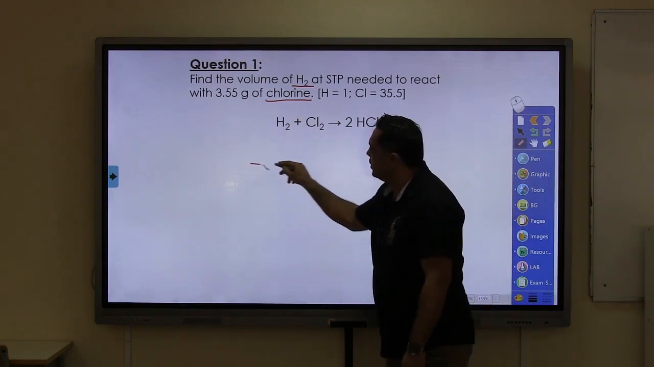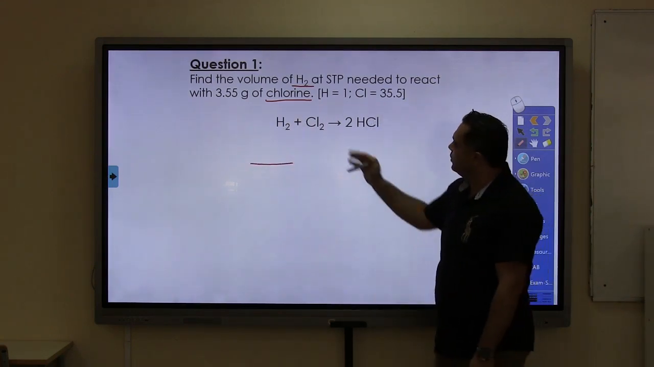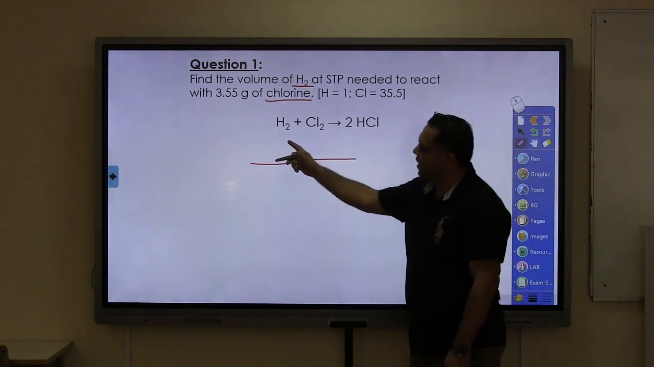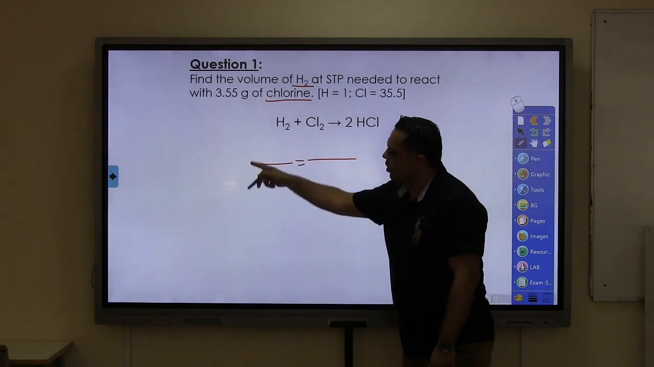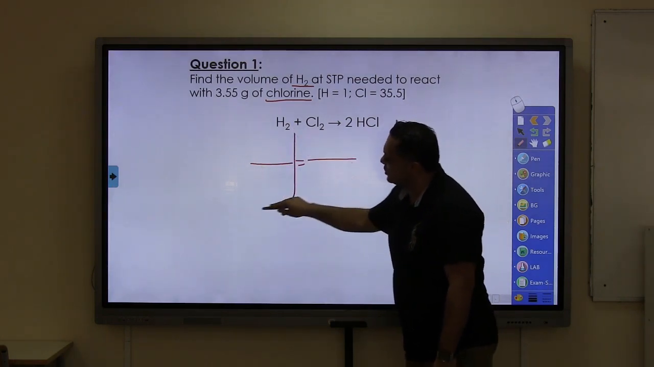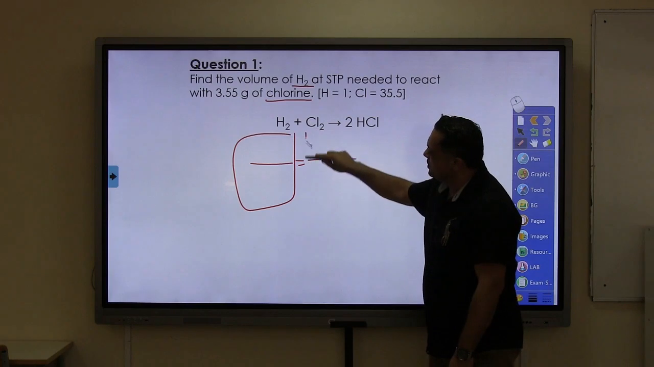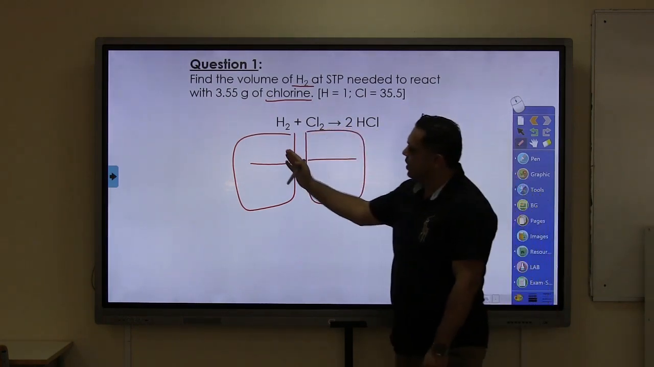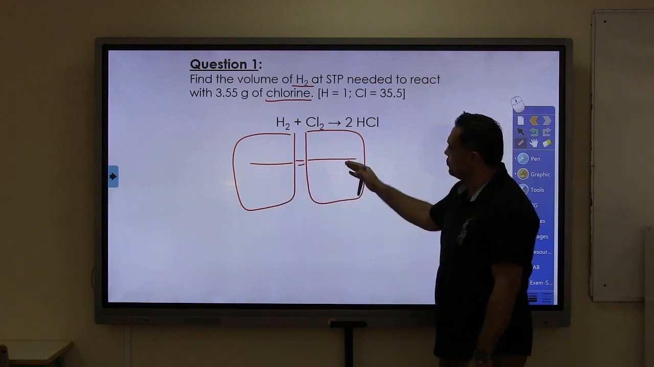So below hydrogen, I will just write a line. Below Cl2, chlorine, I will write a line also. So we have a ratio of the hydrogen. This ratio here belongs to hydrogen. This ratio belongs to the Cl2. Okay? So we have a ratio for the hydrogen and a ratio for the Cl2.